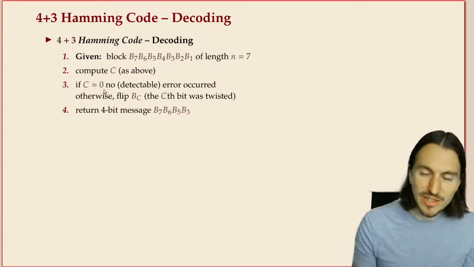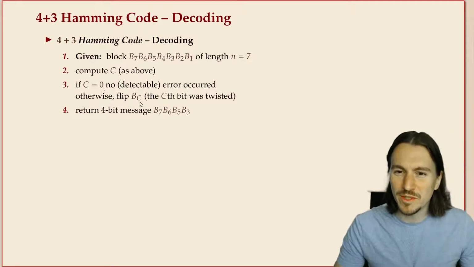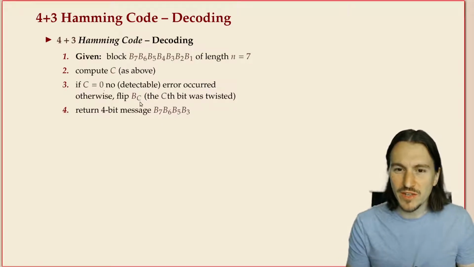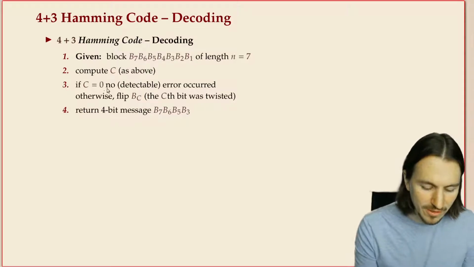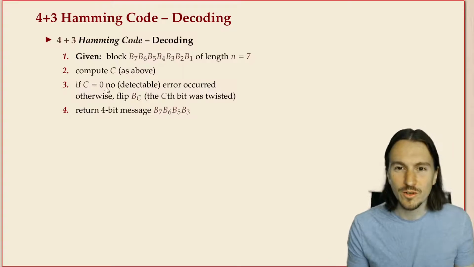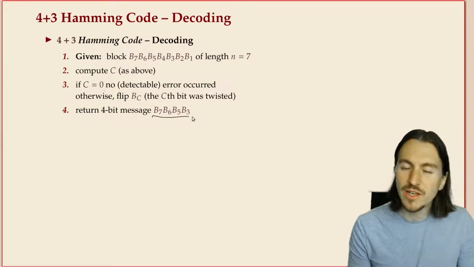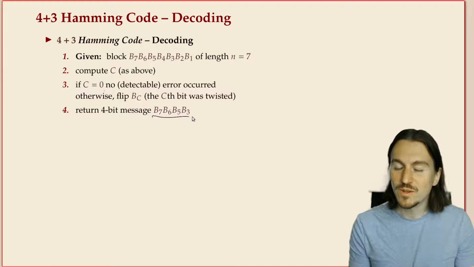Otherwise, if your C is not 0, you know exactly which of the bits was twisted, and so you just flip that again, undo the mistake, and that's it. Then you're back to a code word that has C equal to 0, so it's a valid code word for the Hamming code. And then you just have to take out the appropriate positions. Those are the message bits from your Hamming code. That's the decoding step.